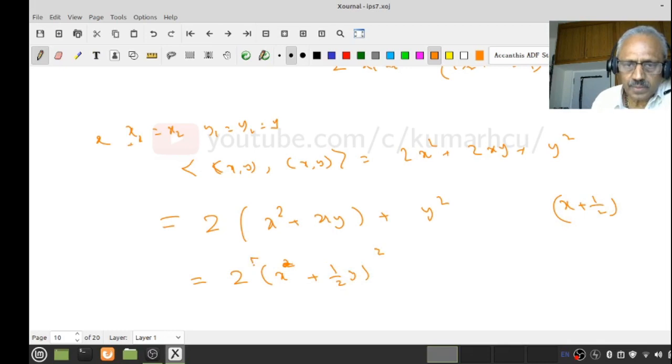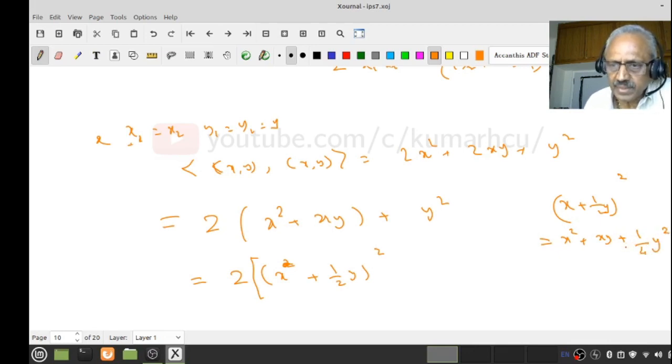Whole squared, right? But if this will be x squared plus 2 into x into half of y, that is xy plus, I hope it is 1/4 y squared. I hope I'm writing it correctly, right? Therefore, x squared, this is xy, so I got xy, but this is extra, therefore this is going to be minus 1/4, no, there is a 2 out, therefore 2 times, right? Therefore, it's 2 times this plus y squared.